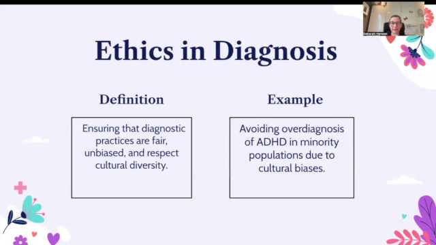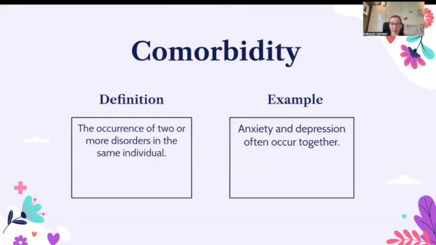Ethics in diagnostics. Ensuring that diagnostic practices are fair, unbiased, and respect cultural diversity. For example, avoiding overdiagnosis of ADHD in minority populations due to cultural biases. Comorbidity. This is the occurrence of two or more disorders in the same individual. So, for example, a person who has anxiety and depression, which often occur together.